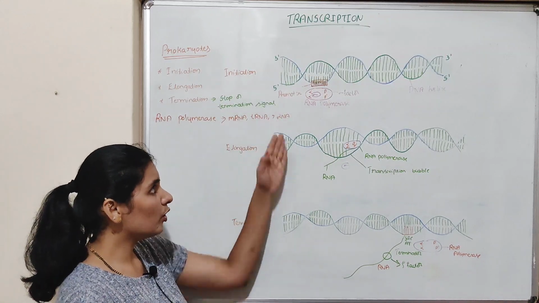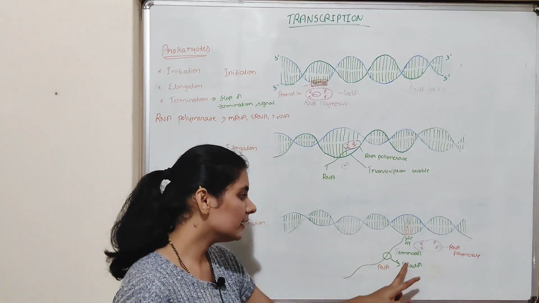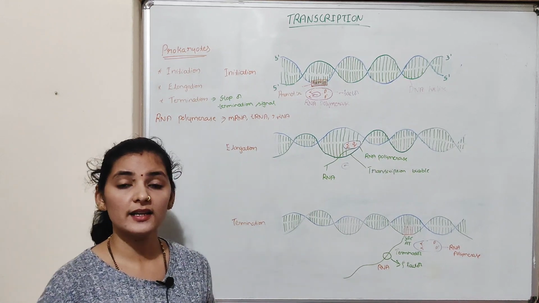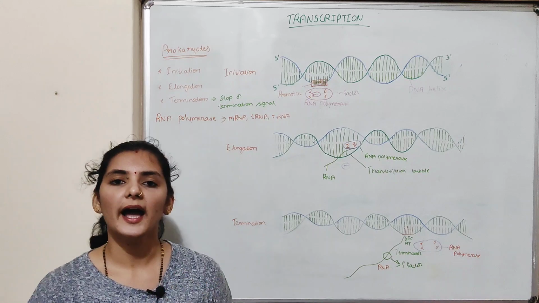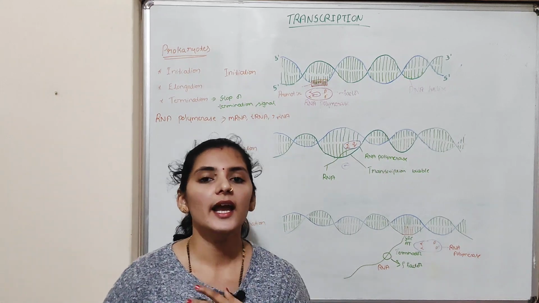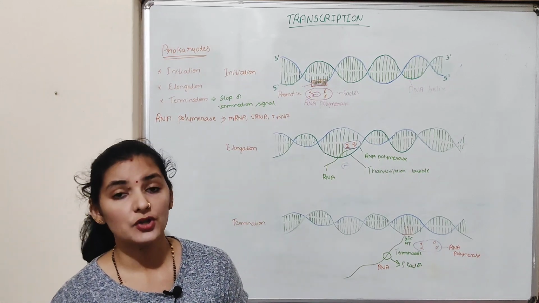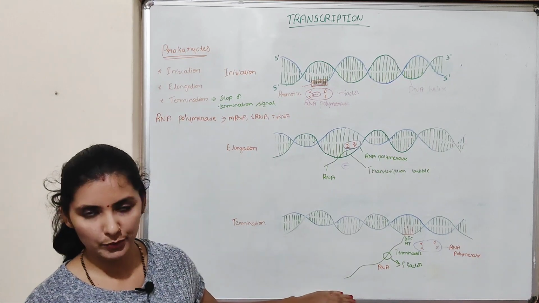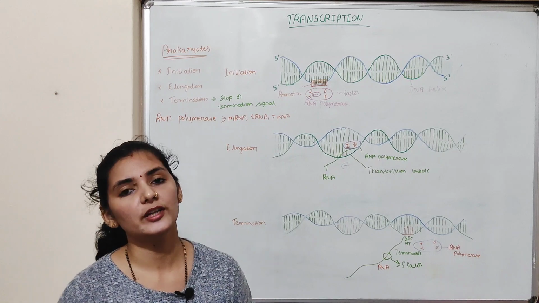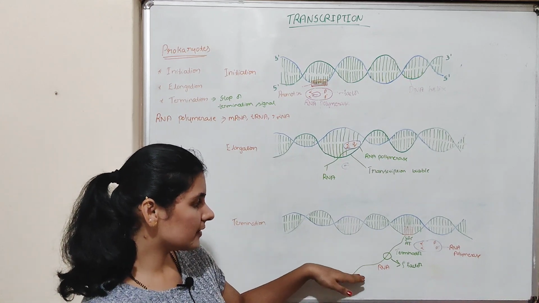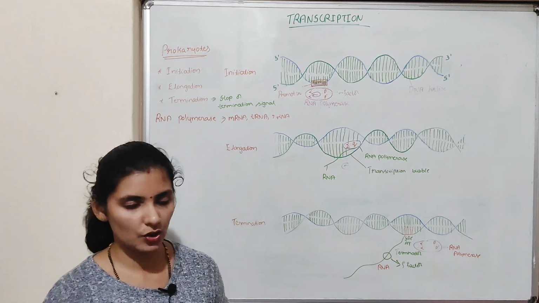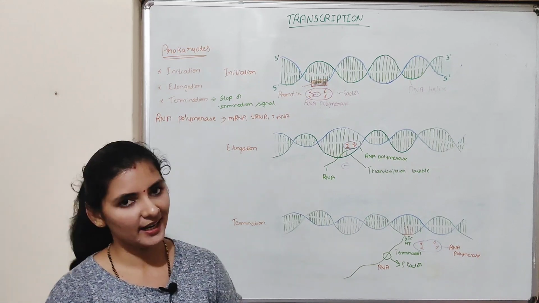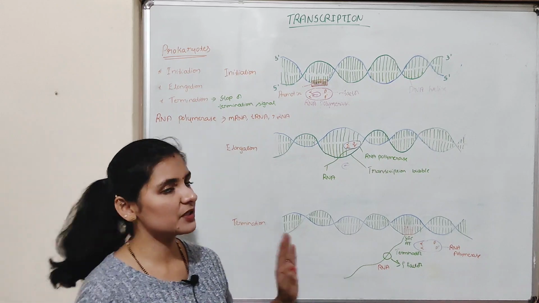So by the end of the whole process of transcription, RNA is synthesized, and this newly formed RNA in the case of prokaryotes is active, or it does not require any processing to become active. Most of the time in prokaryotes, translation also begins before the transcription ends. So that is all about the steps in transcription.